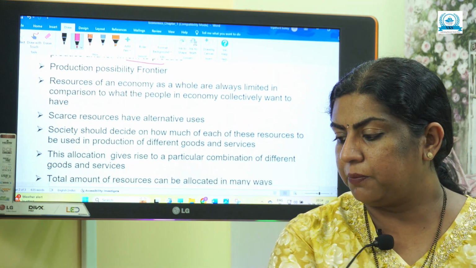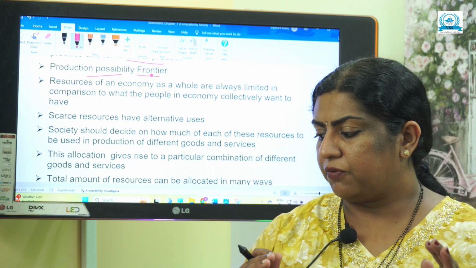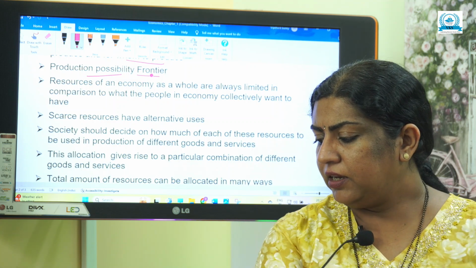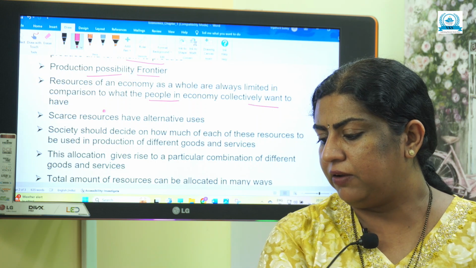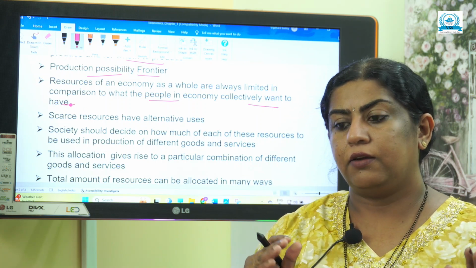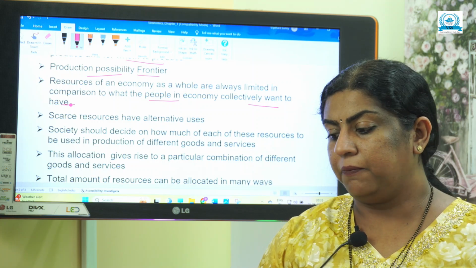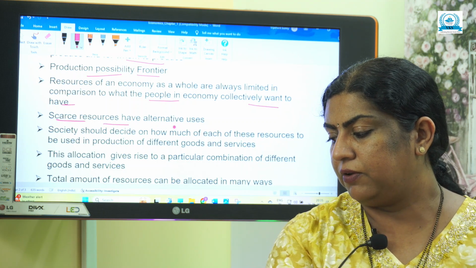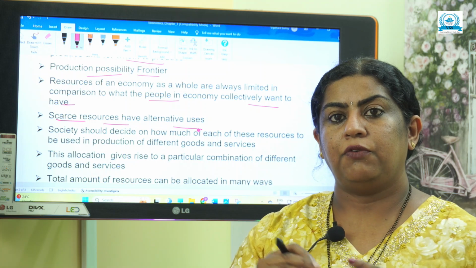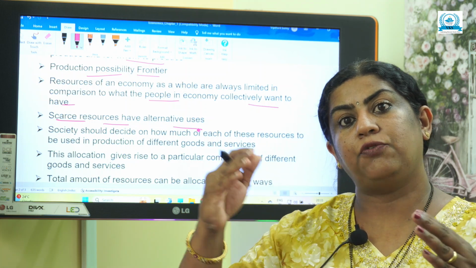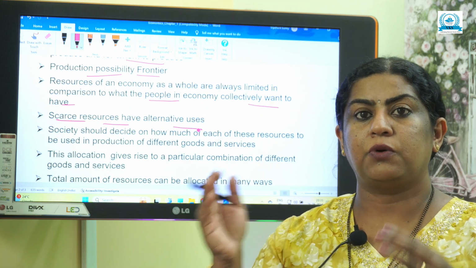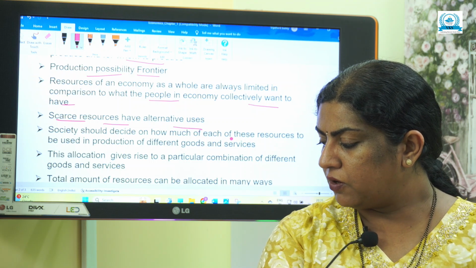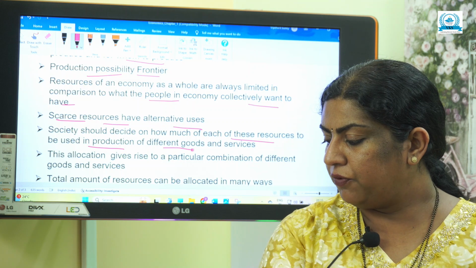So what is the production possibility frontier? See, resources of an economy as a whole are always limited. Continuously we are telling the same point, that the resources are limited in comparison to what the people in the economy collectively want to have. So resources are limited and the things which people want collectively are unlimited. Now these scarce resources have alternative uses. If you have a material, it has different uses. There are many ways in which you can use a single resource. So society should decide how much of these resources to use in production of different goods and services.